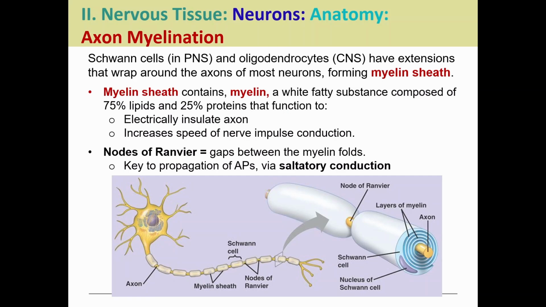And the nodes of Ranvier, these little gaps, are going to help with propagating what we call action potentials, or APs, via what's called saltatory conduction. This saltatory conduction is actually going to allow us to speed up this process. So the signal that's being sent, the action potential, can jump from covering to covering, kind of jump that gap. And this is going to help speed us up.